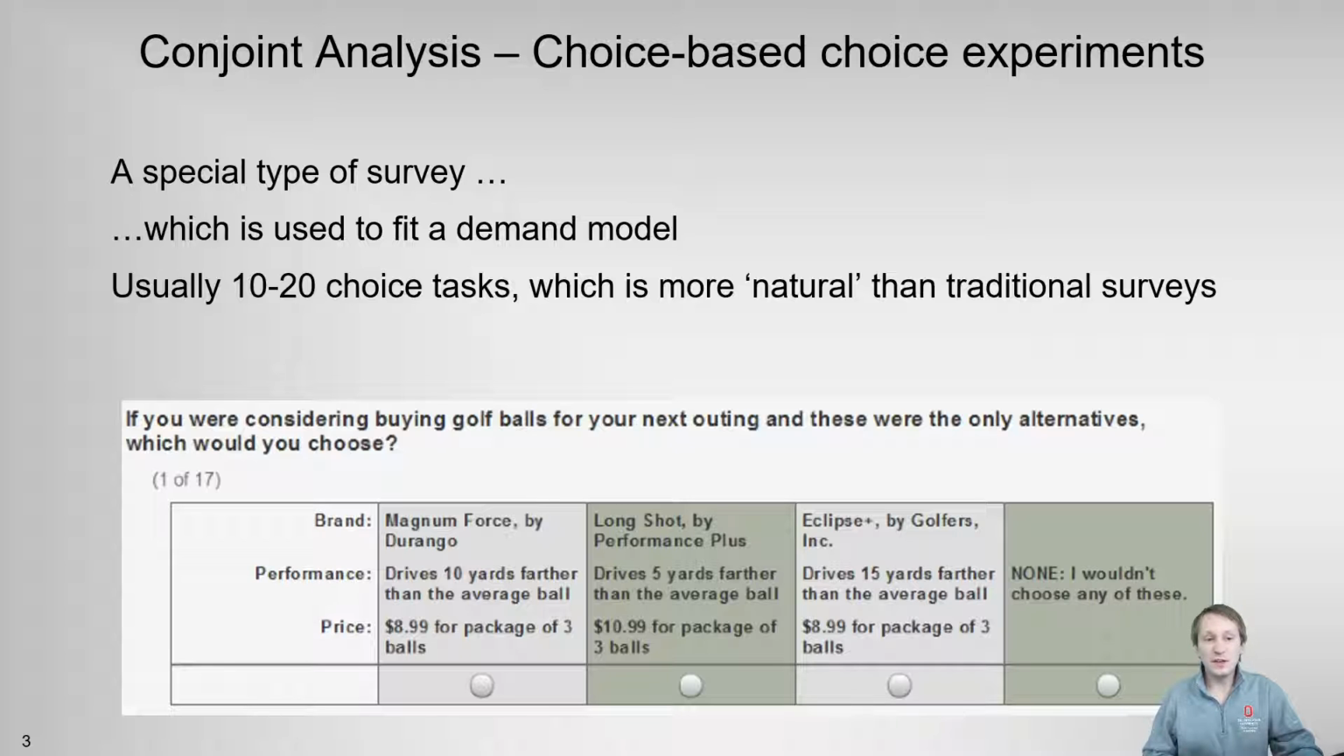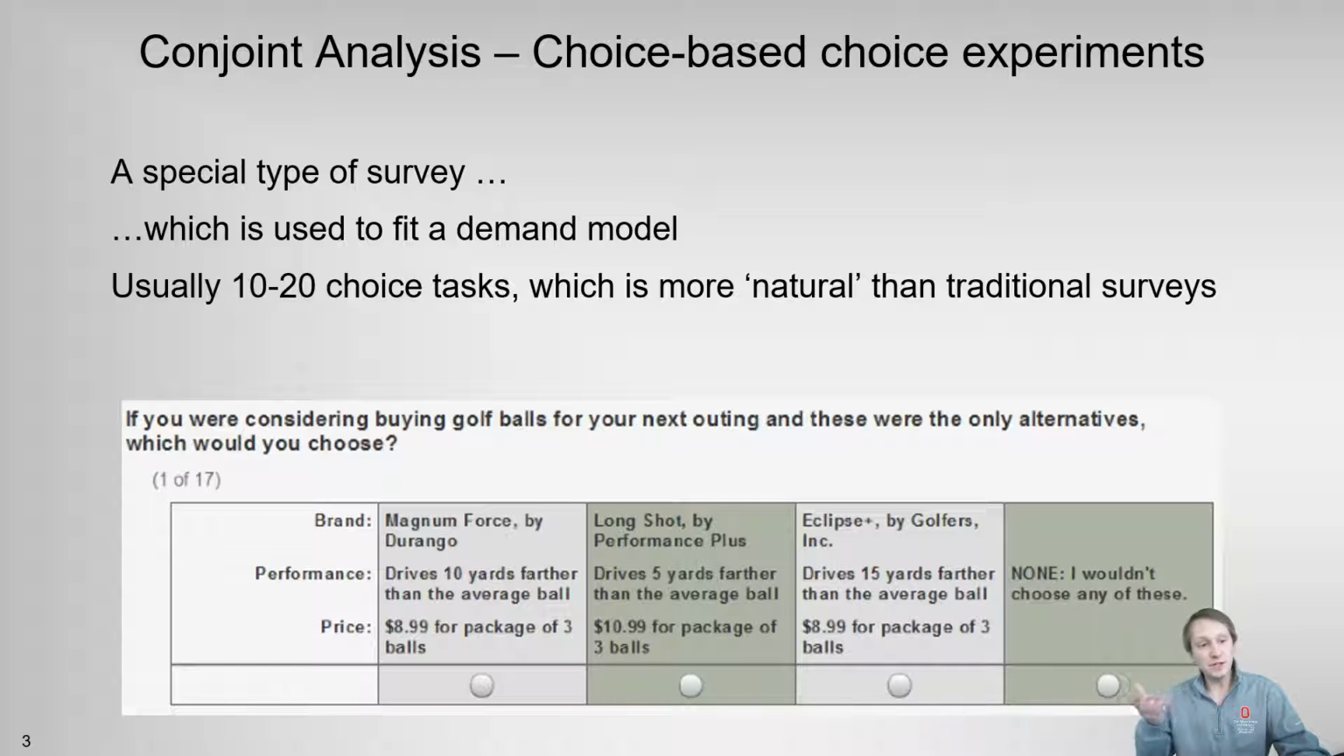Typically you have 10 to 20 of these choice tasks, and this choice task is a little bit more natural than just asking you a bunch of random questions about what you think about golf balls. Here instead, you are given a choice of 3 different golf balls, or you're also given the choice of not buying any of these. They have different prices, different brands, and a performance characteristic. You can add more characteristics to the study if you like, but this is just a simple example.